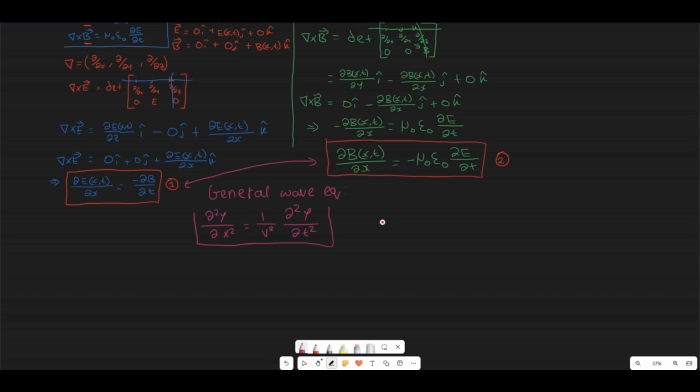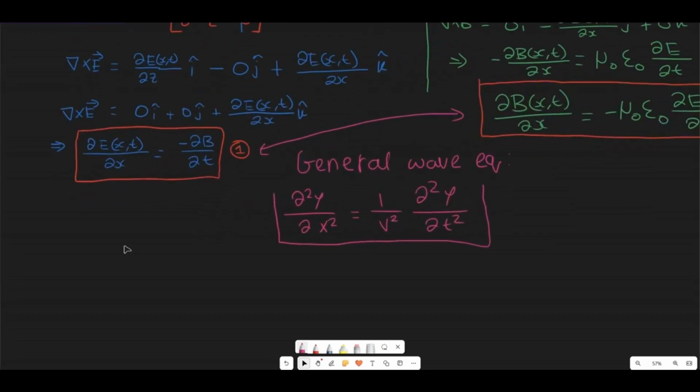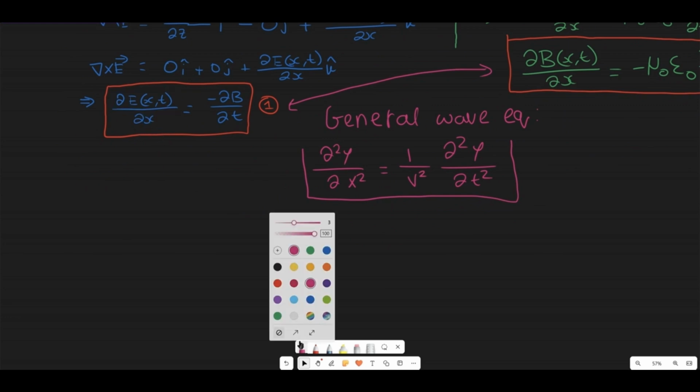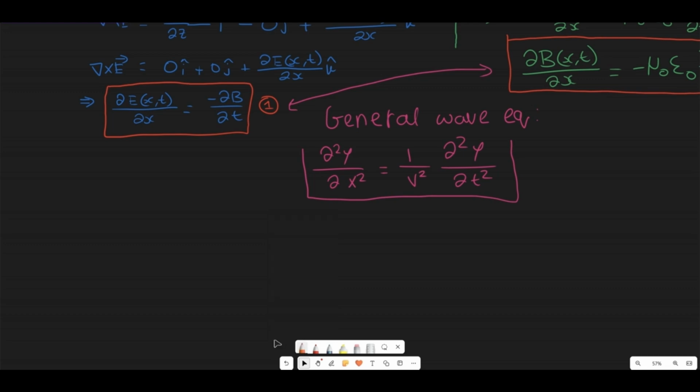So the first thing I want to do is go back to equation 1, and if I want to turn it into second order in space derivatives, then I'm going to do this in another color now. I'm going to make this orange. Then I could just take the second derivative of this with respect to x. So what's that going to look like?